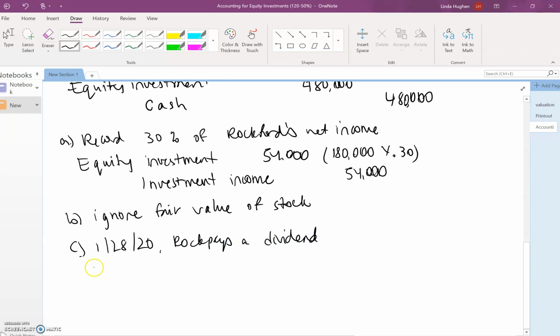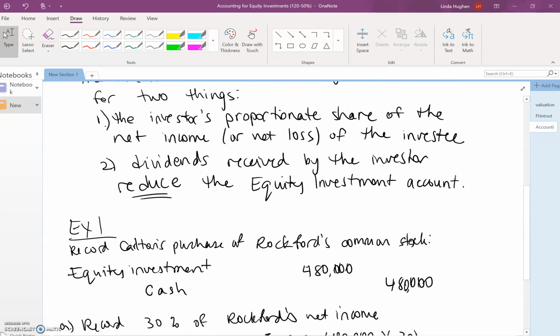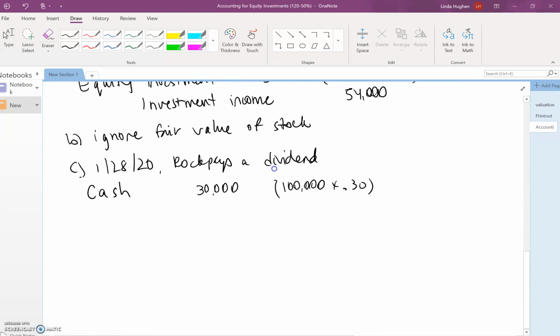Okay, so we're going to receive cash. We are the stockholder. Our investee, the company whose stock we're holding, paid out dividends, so we receive cash. We have a 30% interest in Rockford, so we get 30% of the dividend. And what is our credit going to be recorded to? Well, remember up here we said dividends received by an investor reduce the equity investment account. So we're going to credit the account equity investment.